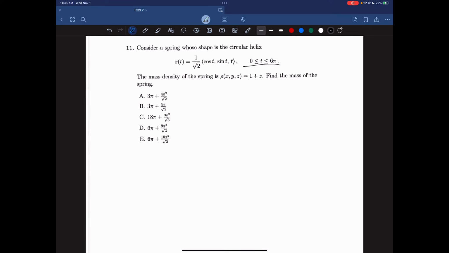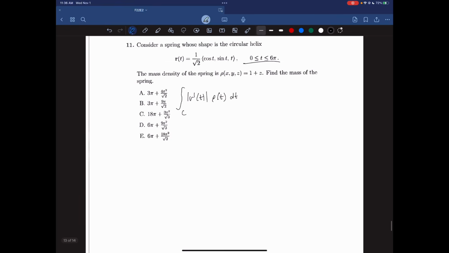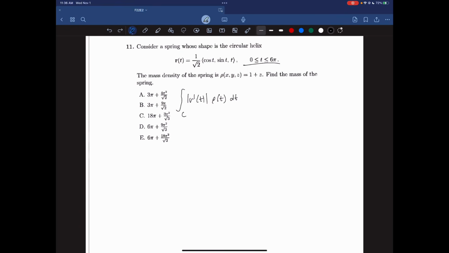So we know that this is just going to be the integral over the curve C of r of t, and it's going to be the magnitude of r prime of t times rho of t dt. And now we just need to compute the magnitude of r prime of t, which should be pretty easy.